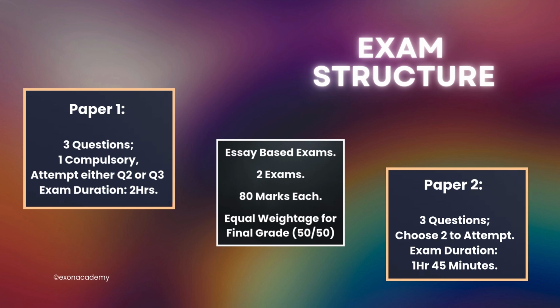Paper 1 will have 3 questions. The first one would be compulsory and you would be having a choice between question number 2 and question number 3. The exam duration for paper 1 would be of 2 hours, while paper number 2 also has 3 questions and you have to choose 2 to attempt. The exam duration for paper 2 is an hour and 45 minutes.